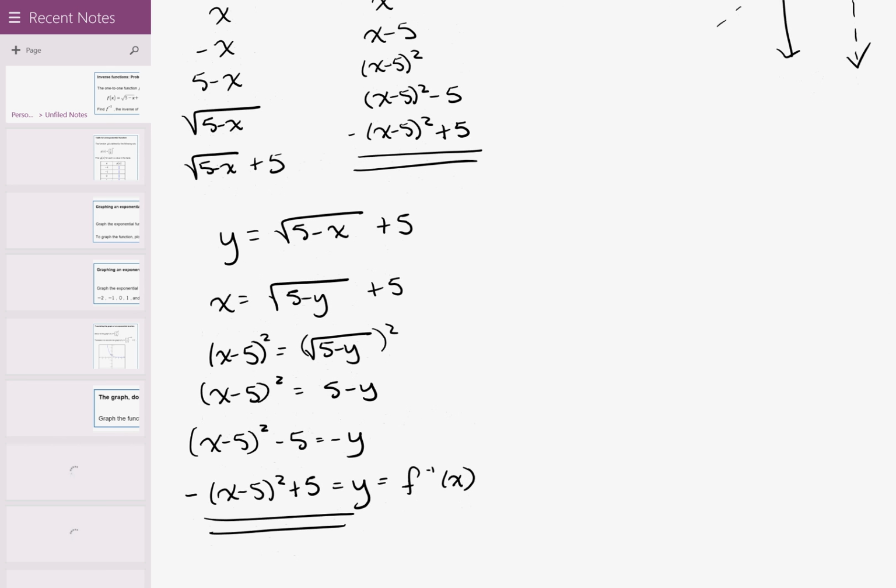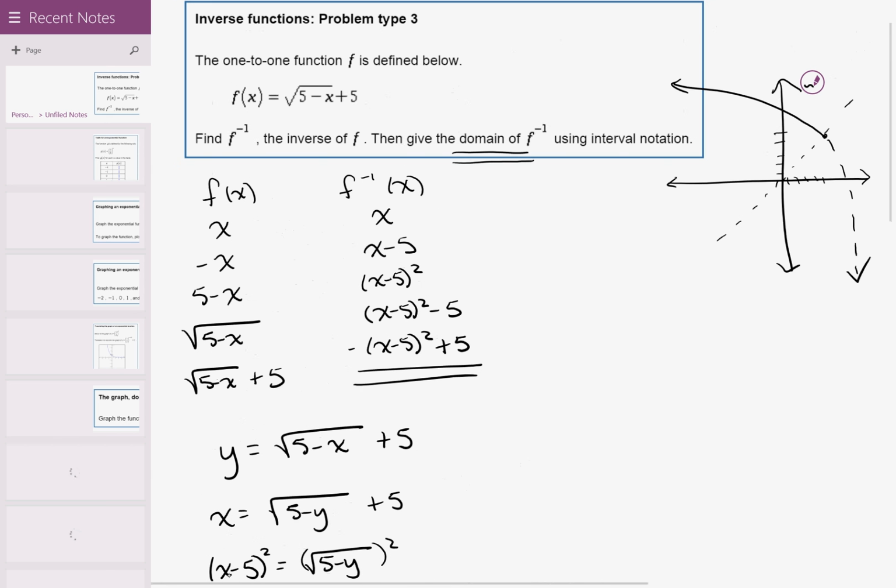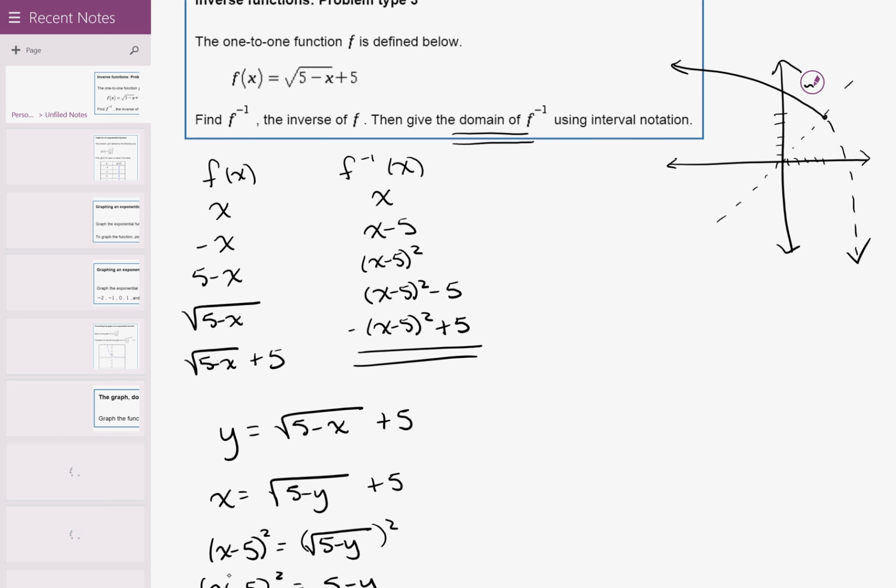Now here's my problem. This is a parabola with vertex 5, 5, and opening downward. Right? Quadratic function. And that is clearly not what my inverse needs to be. So here's what we need to look at.